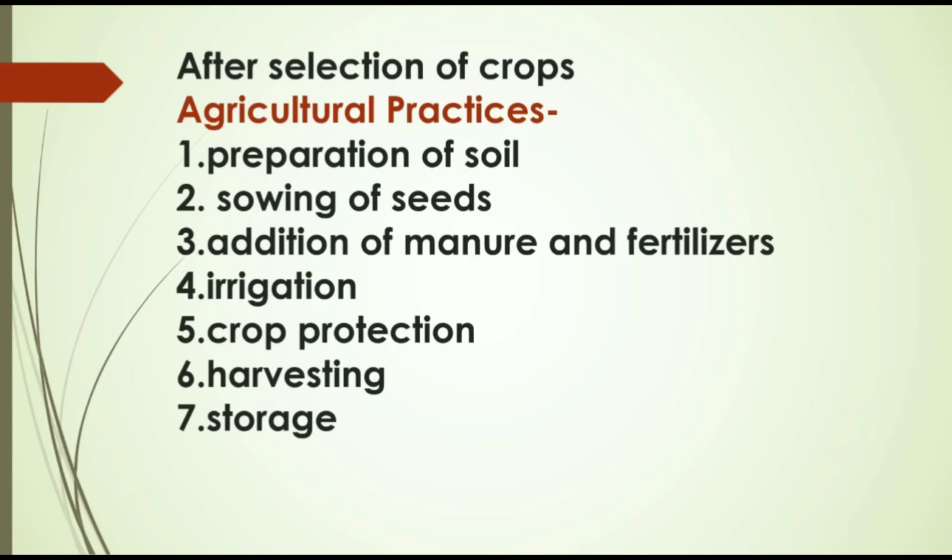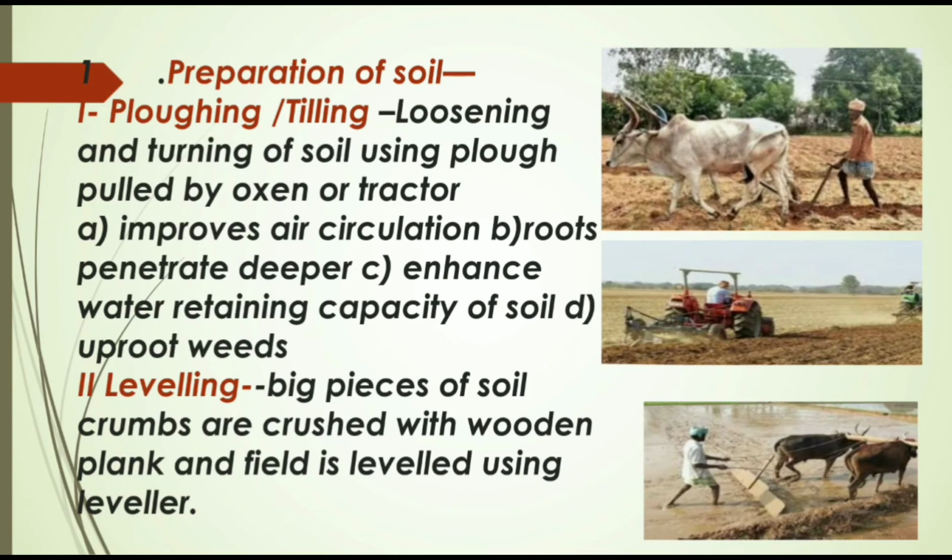So these all are systematic practices because they have to be followed step by step. Let us study about them in detail. The very first step we need to follow is the preparation of soil, and this activity includes basically two steps. The very first is the plowing, or we call it tilling. It means loosening and turning of soil using a plow, and traditional plows are pulled by oxen or maybe pulled by the tractor.